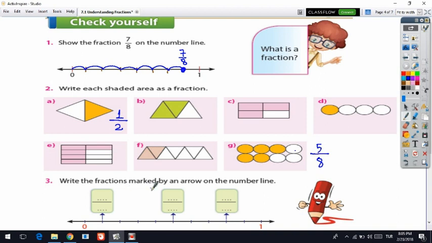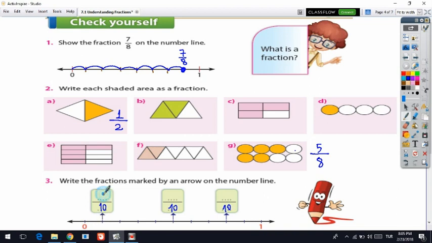Okay, now question 3. Write the fractions marked by an arrow on the number line. Okay, now let's look at between 0 and 1. As I said before, we work between 0 and 1. How many equal parts do we have? 1, 2, 3, 4, 5, 6, 7, 8, 9, 10. So your denominator will be 10, the number of equal parts, because your number line between 0 and 1 is divided into 10 equal parts. The denominator doesn't change.